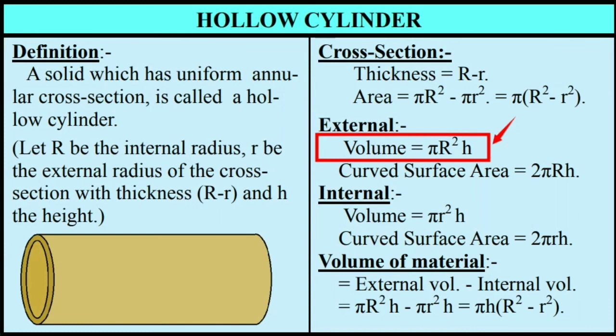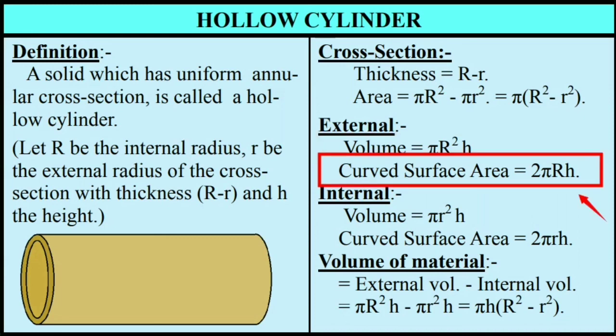Next is volume, and that is area of cross section multiplied by its height. So pi R square multiplied by h. Since it is an external volume, so radius should be of the outer circle. Next is curved surface area. So here for external circle, the curved surface area is 2 pi multiplied by capital R into h, where 2 pi R is the perimeter of cross section and h is the height.